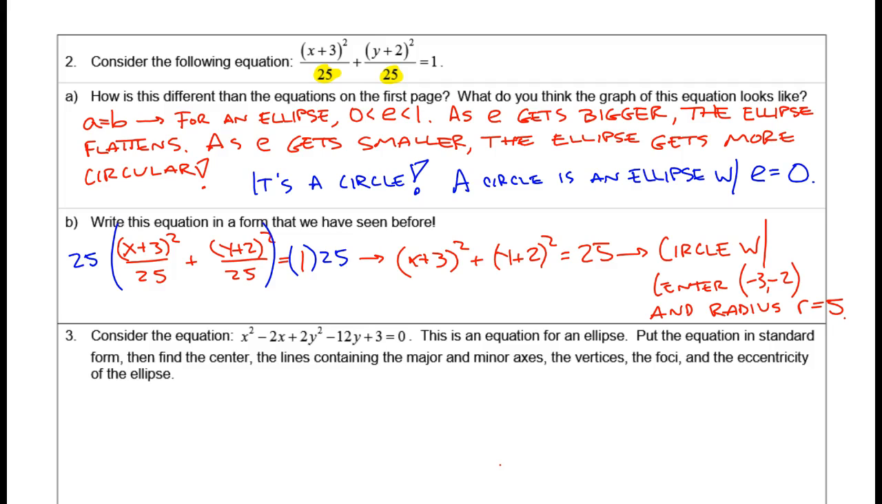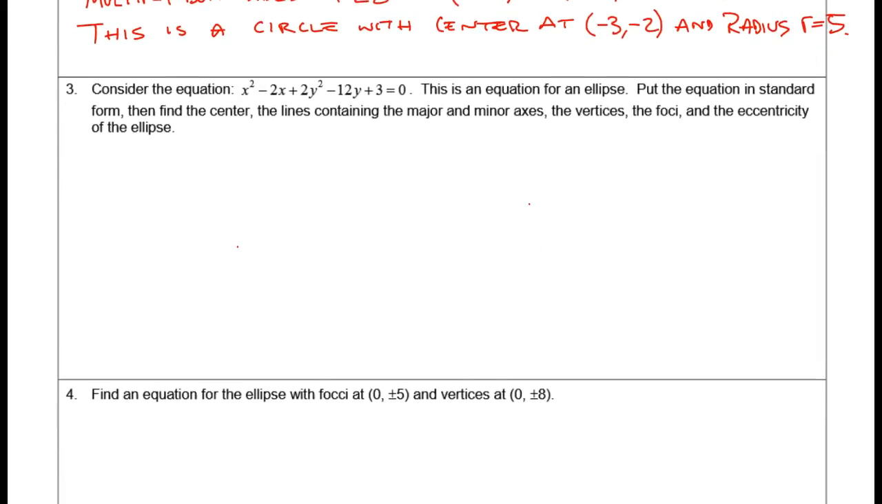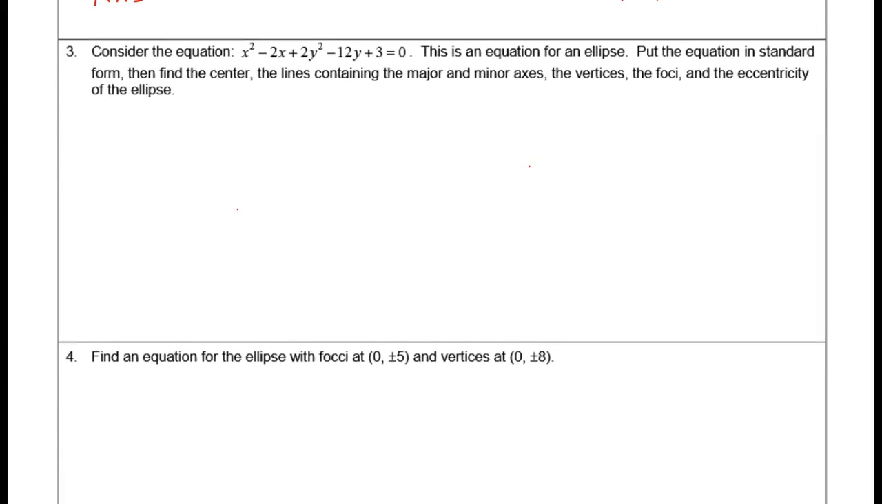Let's move down to question number 3. Question 3 is consider the equation given here, and it is an ellipse. We're asked to put it in standard form and find the center, lines containing major and minor axes, the vertices, the foci, and the eccentricity.